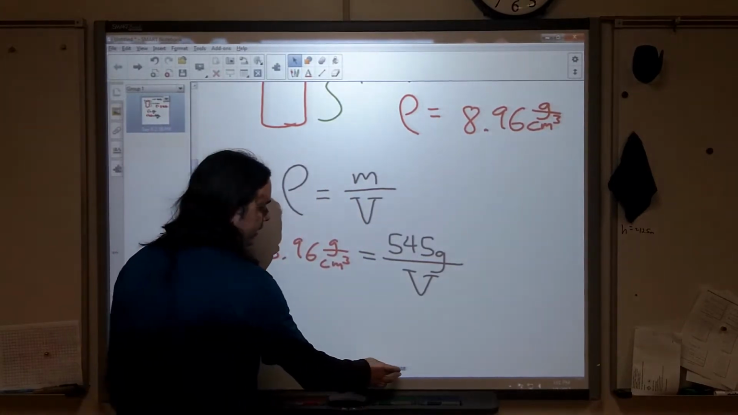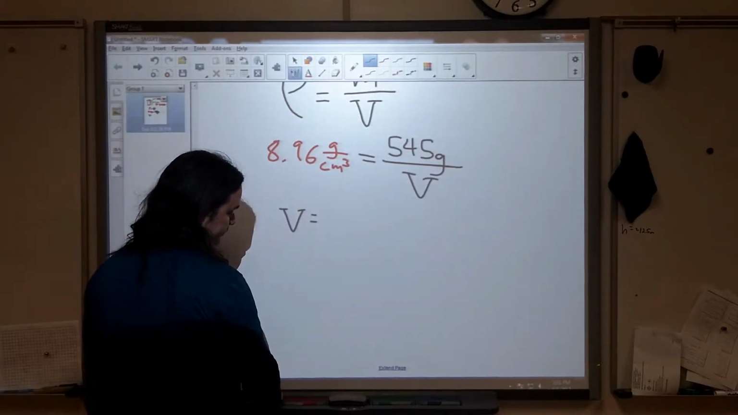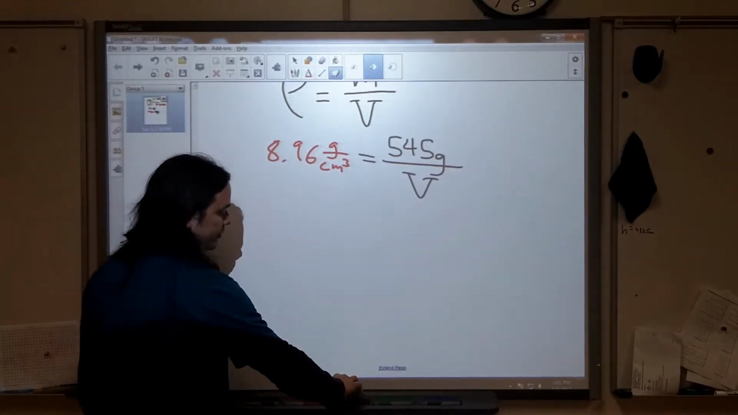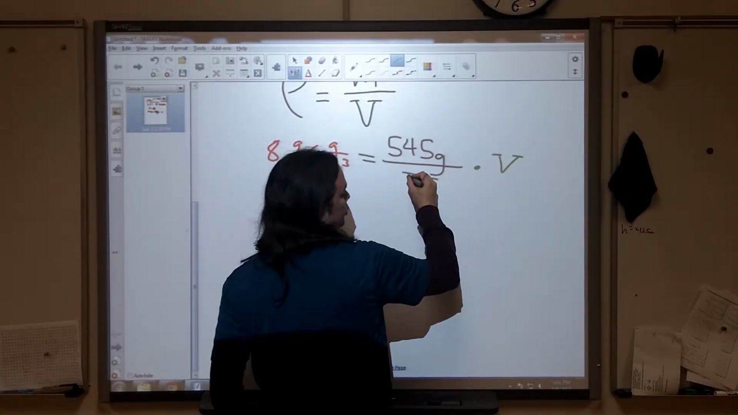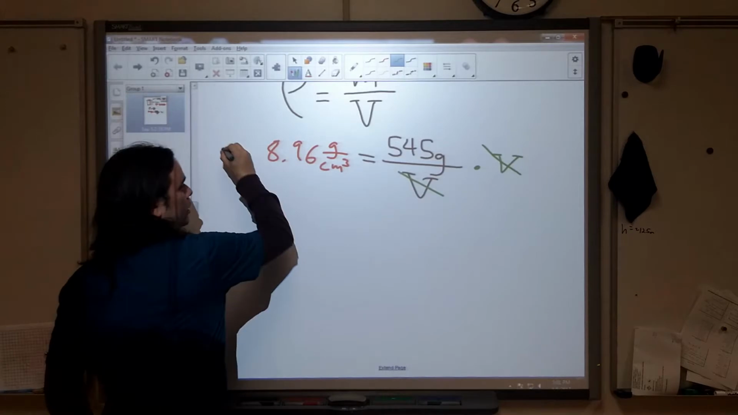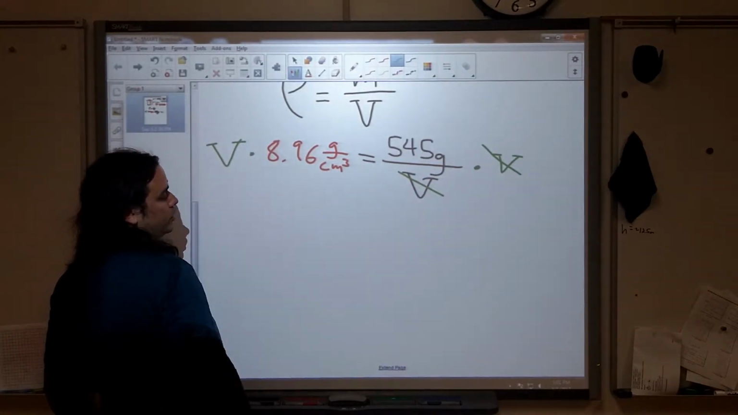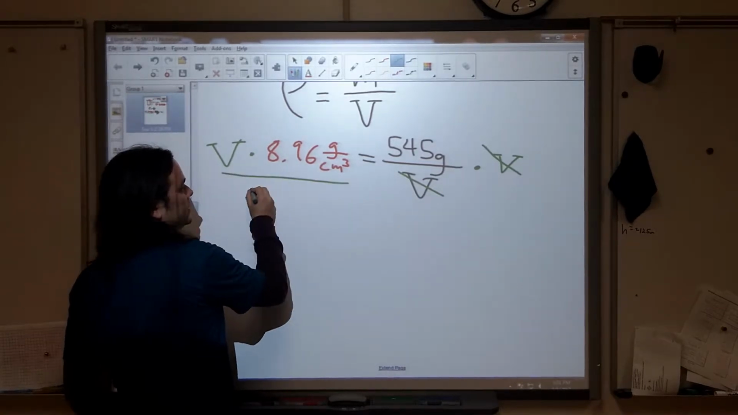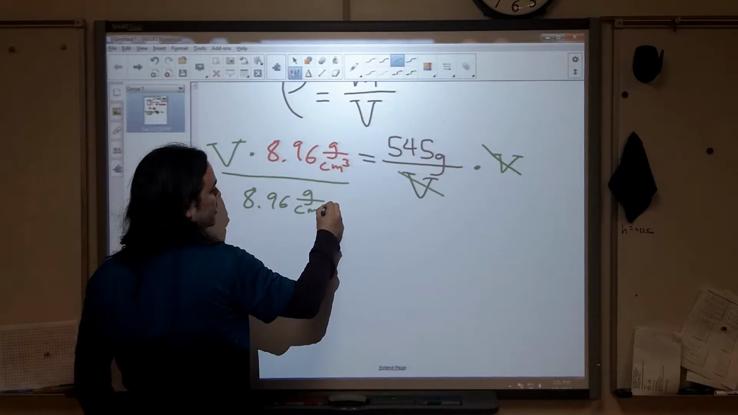So let's go through, and as step number 1, let's find the volume. The volume will be equal to, oh, I'm getting ahead of myself. I want to solve for the volume, so let's get it out of the denominator. I'm going to multiply both sides by the volume. That gets it out of the denominator on the right and over into the numerator on the left. But I want it by itself, so I'm going to divide by 8.96 grams per cubic centimeter.